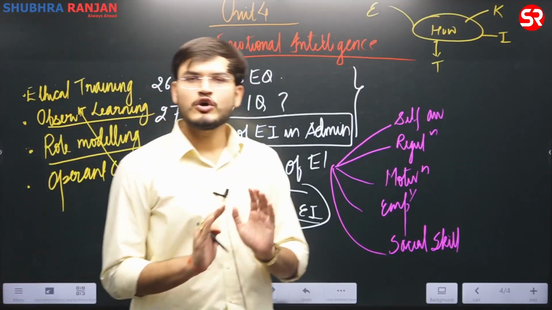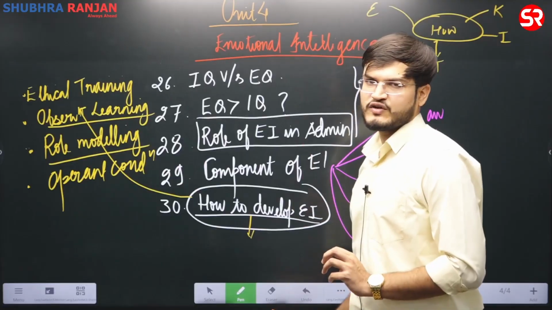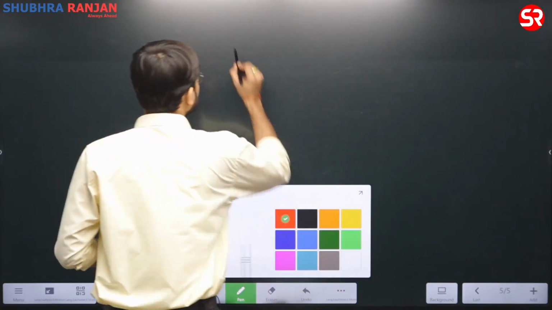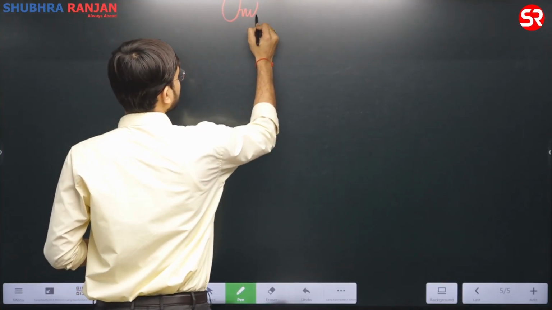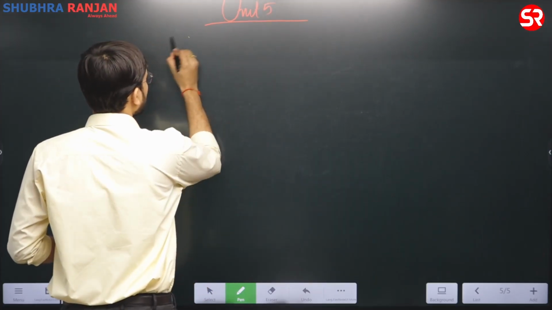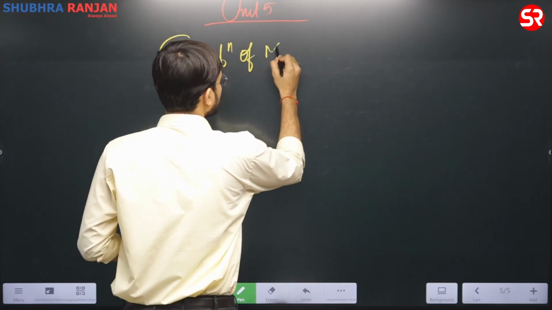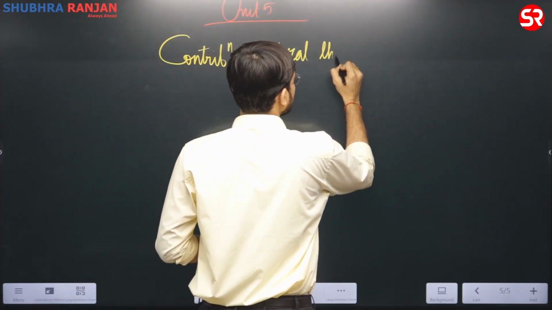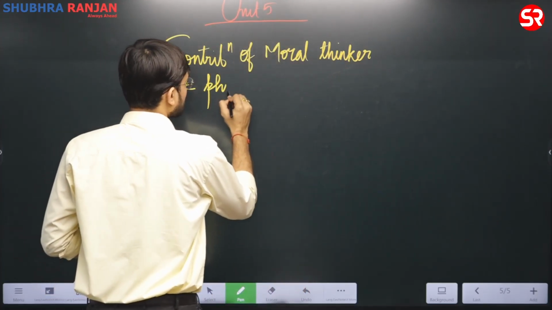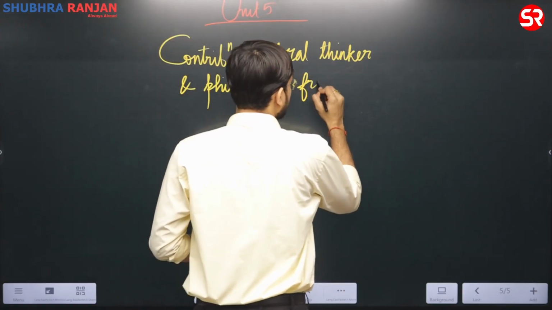From unit number 4, no question will be asked beyond this. So unit number 4 is over. Now, from unit number 5, if you will see, unit number 5 is regarding the contribution of moral thinkers and philosophers from India and the world.